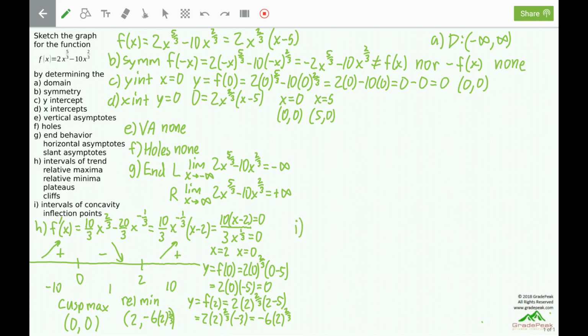For part I, we want to determine the intervals of concavity and any inflection points. All of this involves the second derivative, f double prime of x.